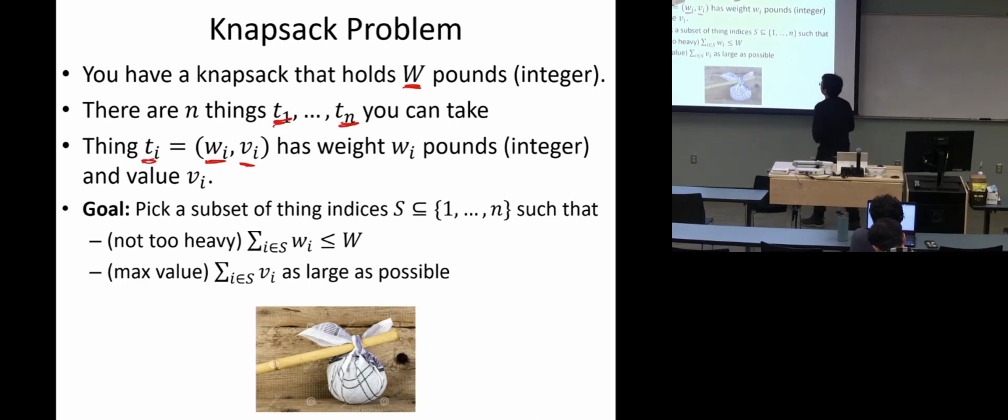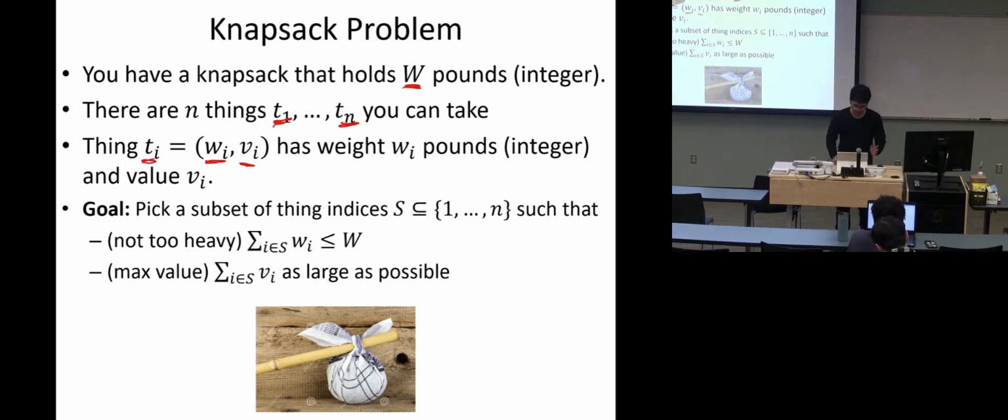That is, you want to find a subset of things. Let's call it S. This is just a subset of indices, such that when you sum up the weight of the things that you collect, this sum is at most the weight of the knapsack that you can have, and you want to maximize the total value. Okay.